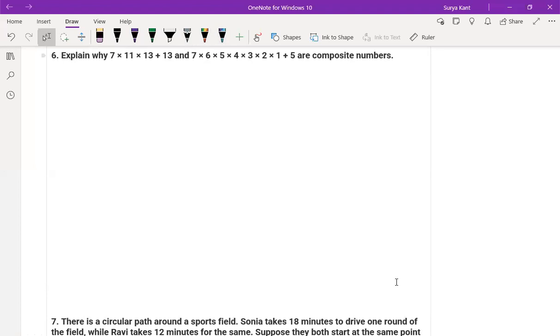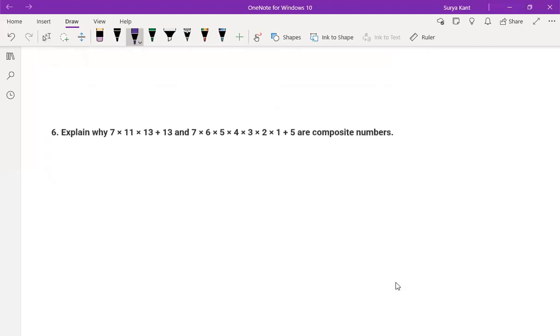What are composite numbers? 13 can be taken as common, sir. That's why it's a composite number. So it has more than one factor. 13 is a factor, so it has more than two factors, and it is a composite number. And here also there is 5 common between the two terms, where plus is there, so it's also a composite number. 5 is a second factor of both. So there are more than two factors in both the cases.